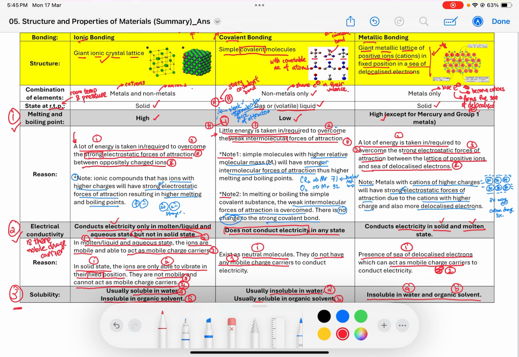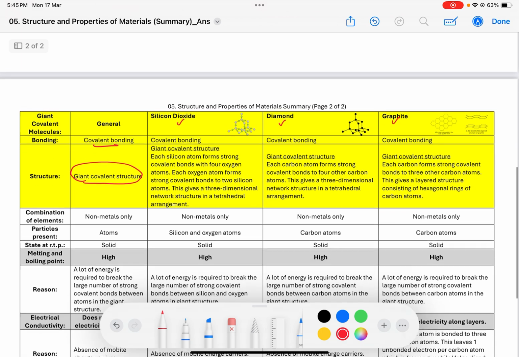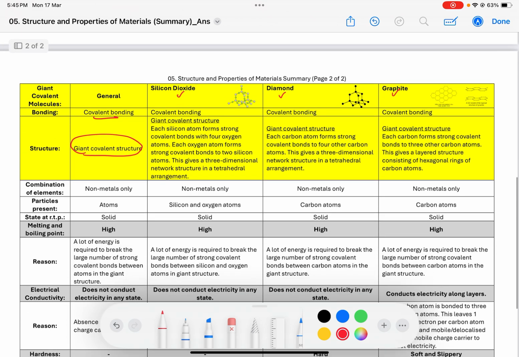Now let's go on to giant covalent substances. For giant covalent substances, we shall look at the general one first. After that, I'll compare these two, then I'll go on to doing graphite. In general, this is the flow that I'll be doing, but I may switch between them depending on how it goes.